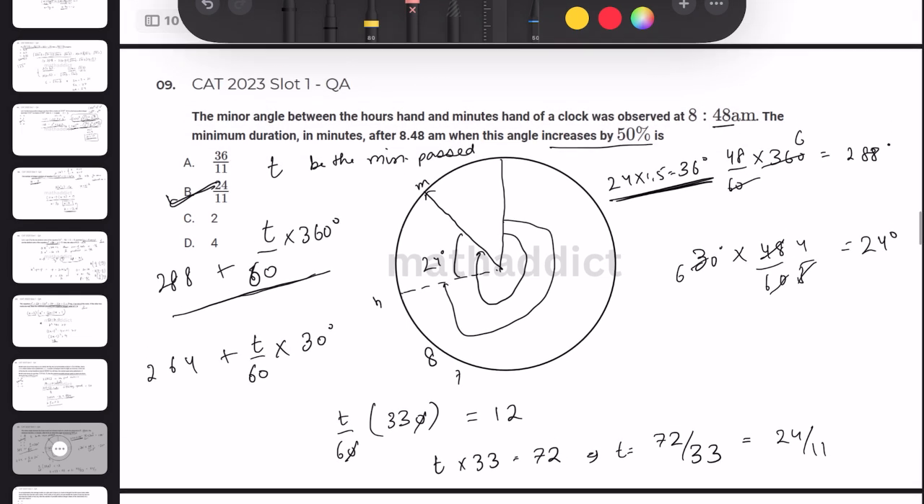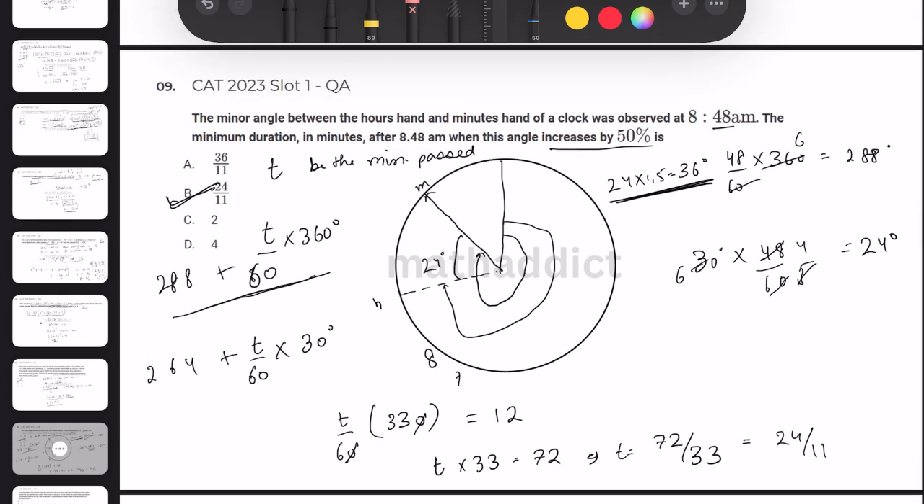So the key idea here is that in t minutes, the position of the minute hand would change by this much angle, and the position of the hour hand would change only by this much angle.